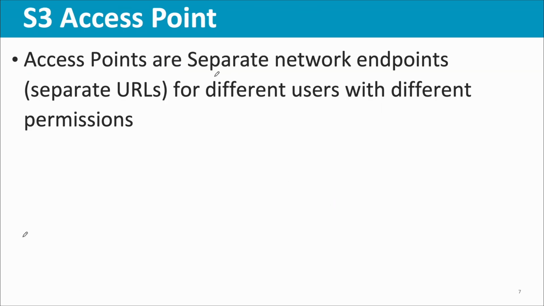So access points are nothing but separate network endpoints or separate URLs for different users with different permissions. We are going to see that. We'll go to the S3 console and see that.